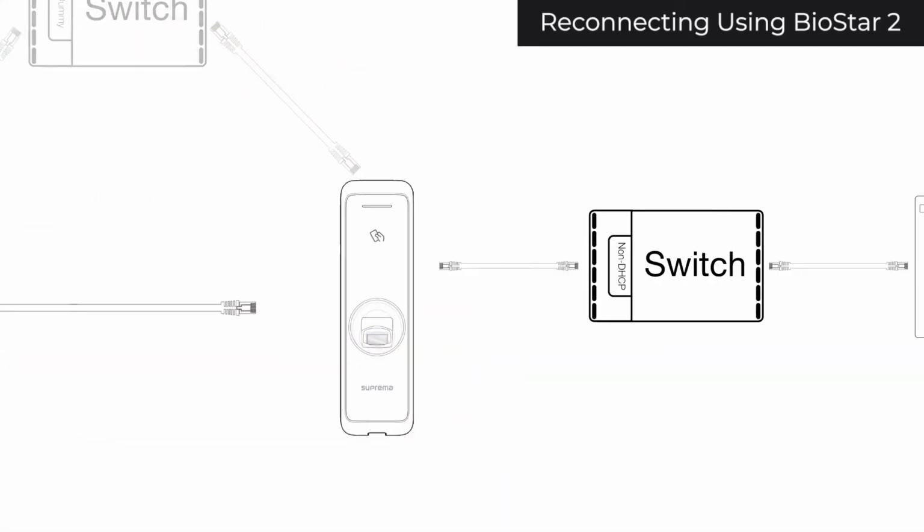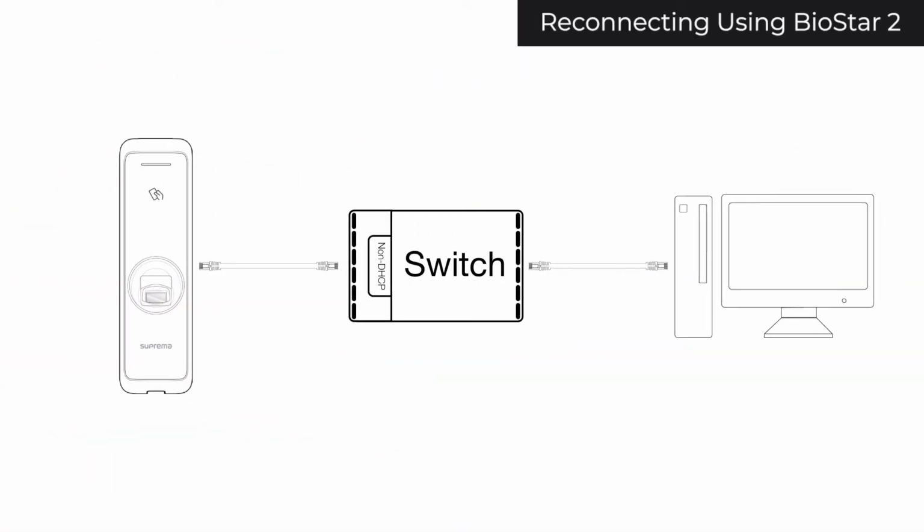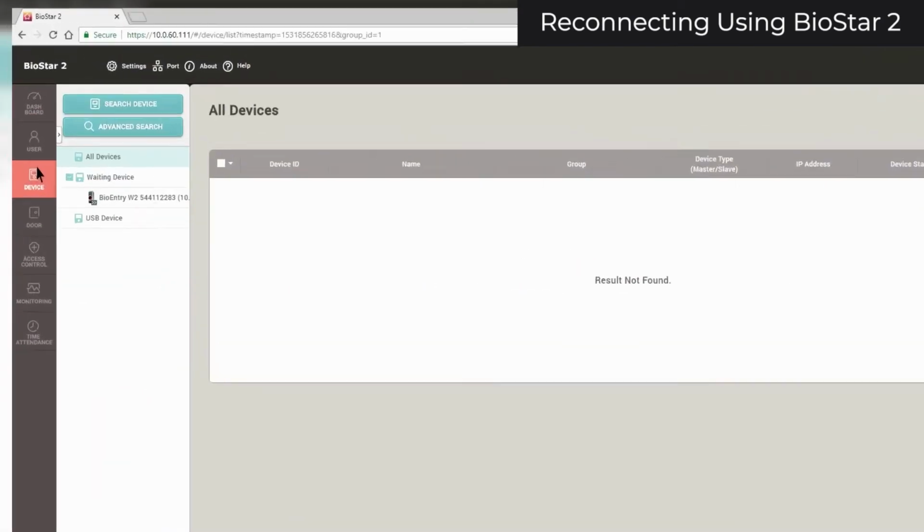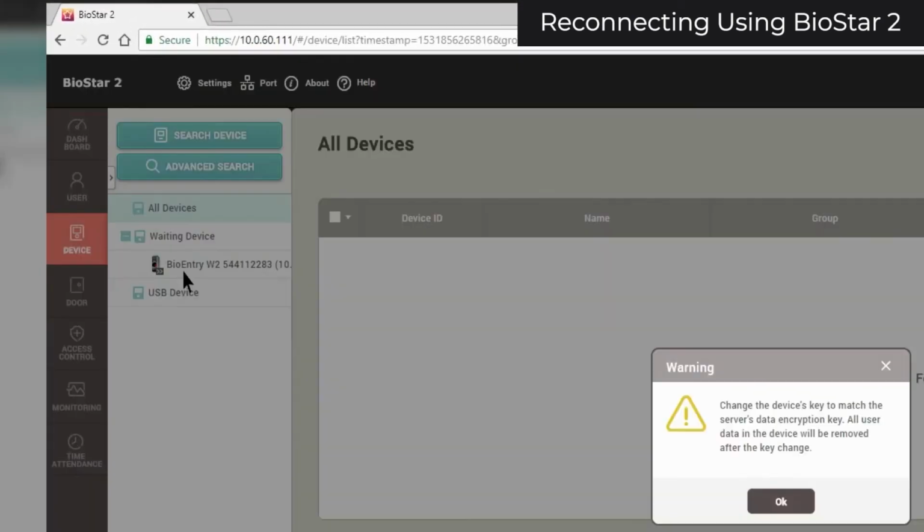Now, when you connect your device to your switch, you can find your device in the waiting device list. Right-click on it and add it. Click OK.